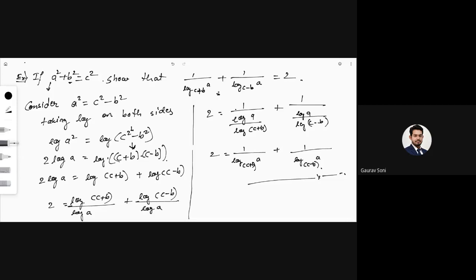So may I ask something? Yes. Sir, how did that log c plus b go into the denominator? There is a small property which says that a by b is 1 upon b by a, right? Yeah. So, yes, sir. Thank you.